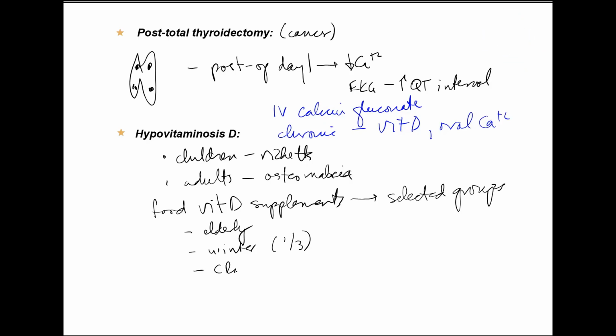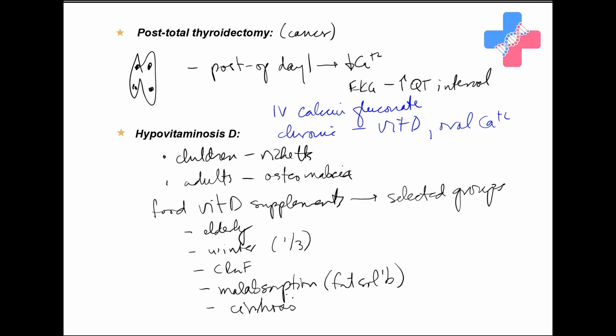Chronic renal failure loses function in the proximal convoluted tubule, and so there's a lack of 1-alpha hydroxylase formation. With malabsorption, there's a general inability to absorb any of the fat-soluble vitamins, A, D, K, and E. And then in severe cirrhosis, there can be a failure of the formation of 25-hydroxyvitamin D.